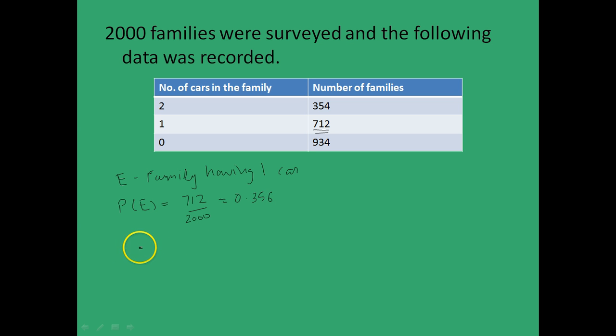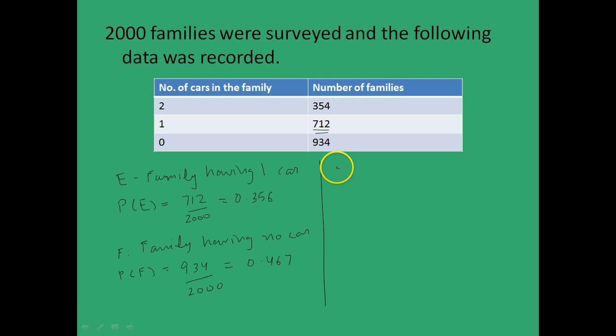And similarly, if you want to find out the probability of a family having no car, let's call it event F. So the probability of event F is equal to the number of families having no car, that is 934, divided by the total number of families surveyed, that is 2000, which in turn comes out to be 0.467.